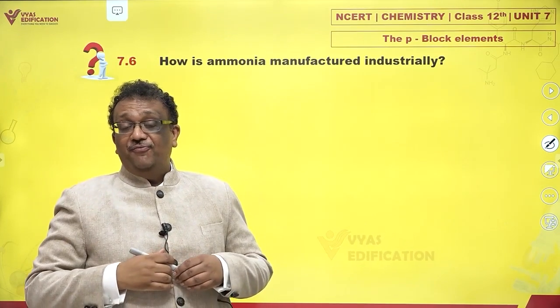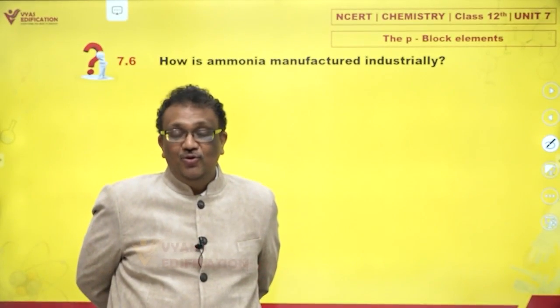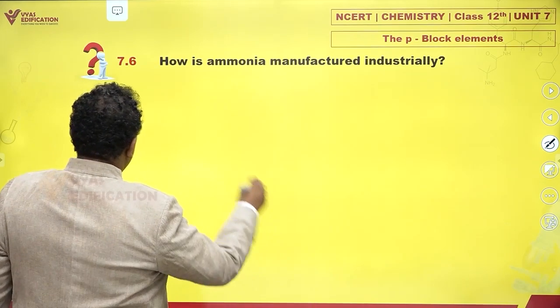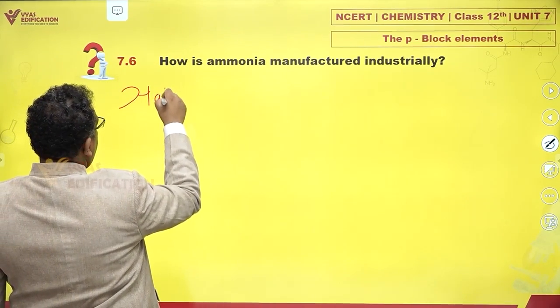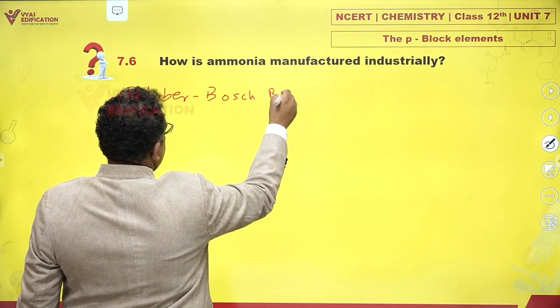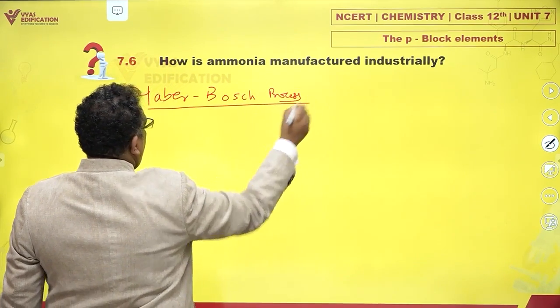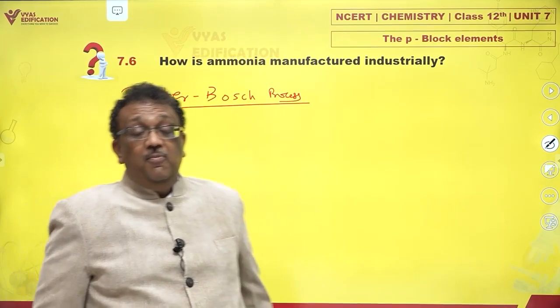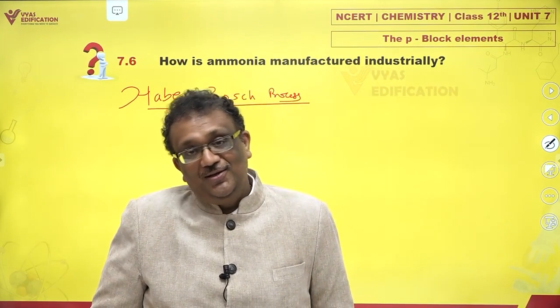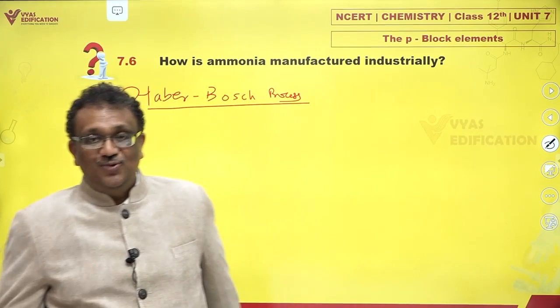How is ammonia manufactured industrially? Now this is a Nobel Prize winning question. Ammonia is industrially manufactured by a classic process called the Haber-Bosch process. Actually, Haber got a Nobel Prize for this, and later on Bosch modified it and Bosch got another Nobel Prize for it. So, well, it's a 2 Nobel Prize worth of a process. So, let's take a look.